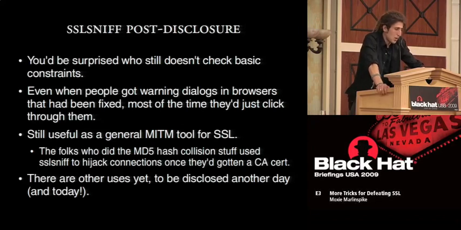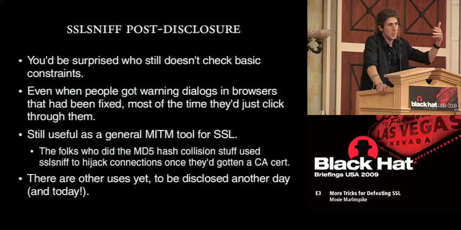Second, for a long time, this was still useful because in the context of the web, even when people were presented with warning dialogues in browsers that had been fixed, most of the time they just clicked through them. And there's actually some cool stuff you could do, where a lot of web browsers would start validating a certificate chain, and as soon as they encountered an error, they would stop and throw up a dialog that says, we found an error, this is it.